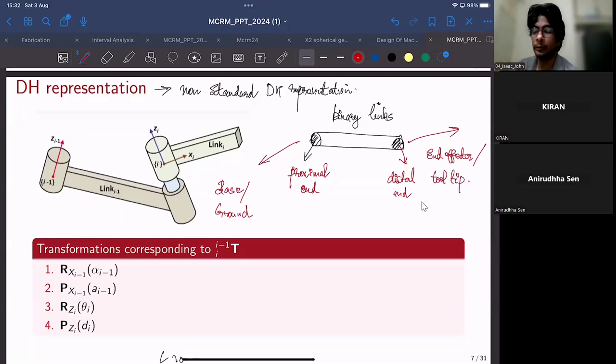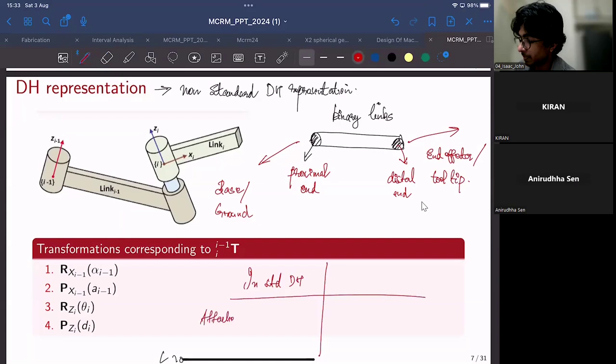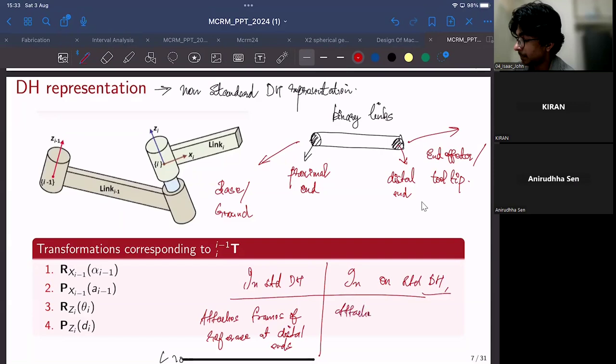Okay, and the main difference between the standard and non-standard DH representation is that in standard DH representation, we attach the frames of reference at the distal ends. And in non-standard DH, we attach the frame at the proximal end.